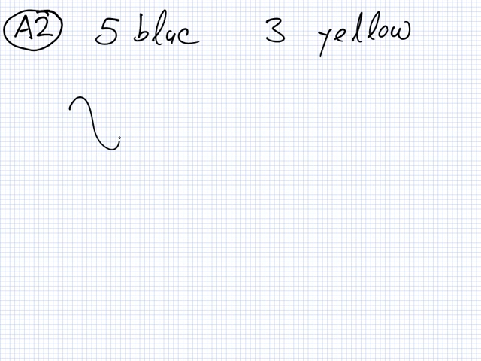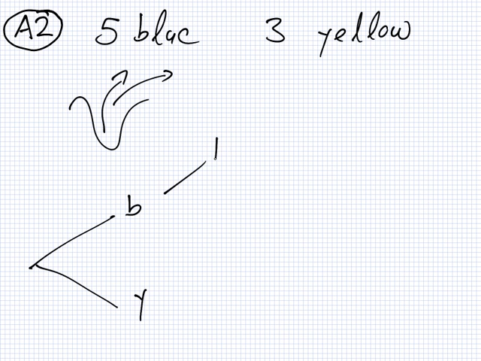A bag contains 5 blue balls and 3 yellow balls. 2 balls are drawn, one after the other without replacement. Find the probability that the balls are different colors. Great. So, what's happening here is you take one ball out and then another ball.